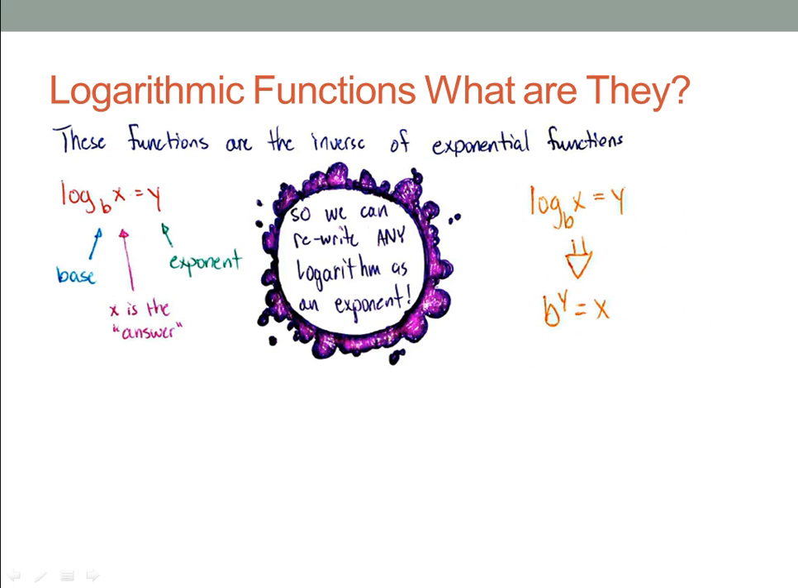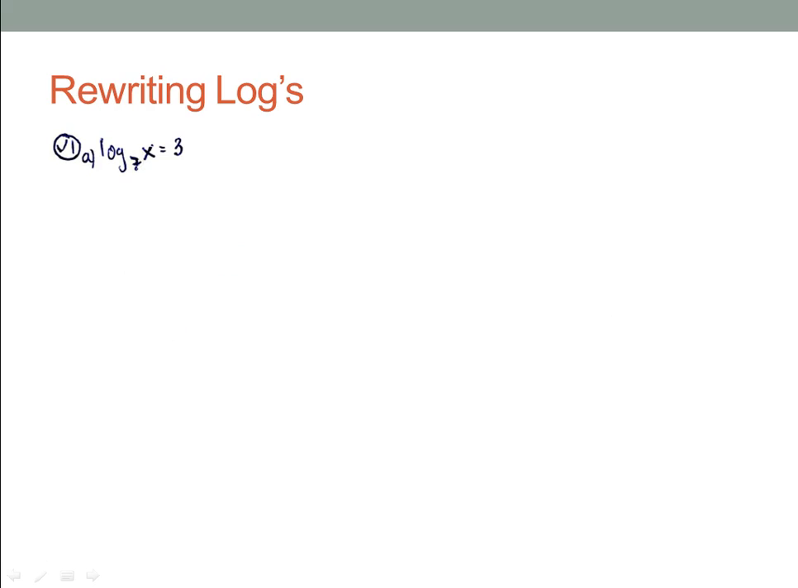So we can rewrite any log. So let's rewrite them. So we have checkpoint 1a. The 7 log of x is equal to 3. Of course, 7 is the base, 3 is the exponent, and x is the answer. So 7 to the third is equal to x. The b log of 25 is equal to 2. And of course, that means b squared is 25.